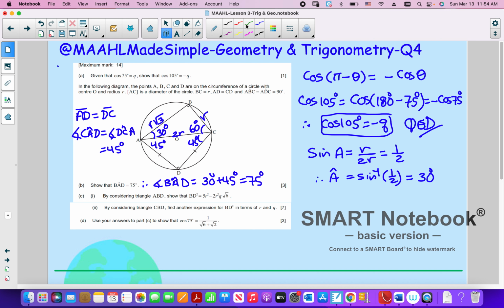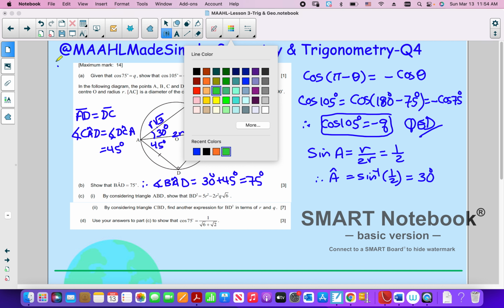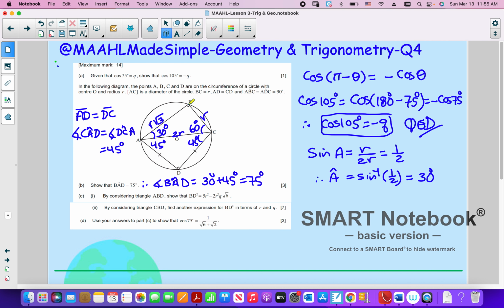Now, in C, we need to consider the triangle ABD, so therefore I need to put a side in here. Let's see, make it in green, side BD. That is side BD, and they want us, by considering this triangle ABD, to show that BD squared is equal to 5R squared minus 2R squared q root 6.